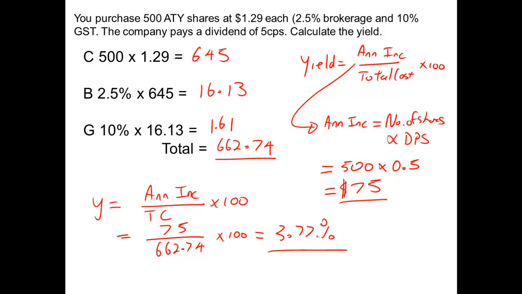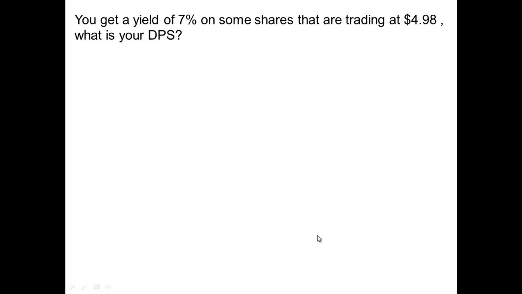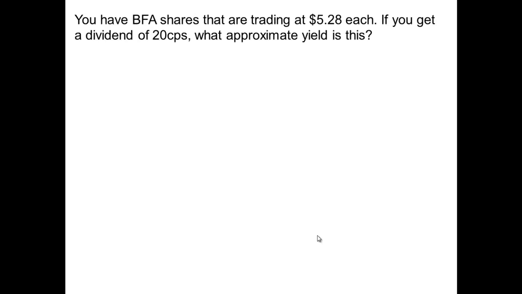So let's have a look at the shorter way, which is when you're just given two bits of information. You have BFA shares trading at $5.28 each. You get a dividend of 20 cents per share. What approximate yield is this? Now, using the approximate yield, it's the same kind of formula. The yield equals your dividend per share over your market value times by 100.